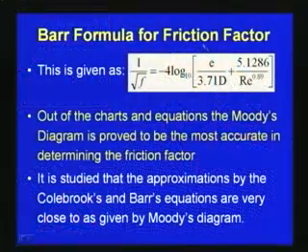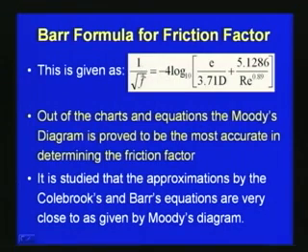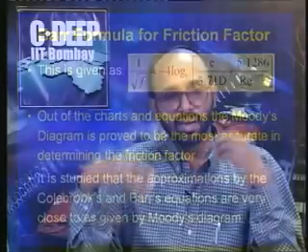So, here the Barr formula for friction factor is given as 1 by root of f equal to minus 4 log10 of E divided by 3.71 d plus 5.1286 divided by Re to the power 0.89. So, here also this is the relationship between the friction factor, relative roughness and the Reynolds number. So, like this there are a few more formulae or relationships available for friction factor in turbulent flow condition.